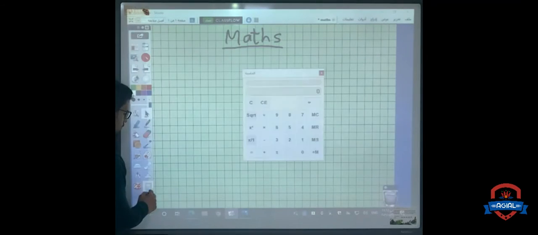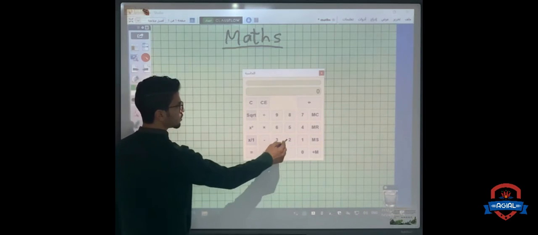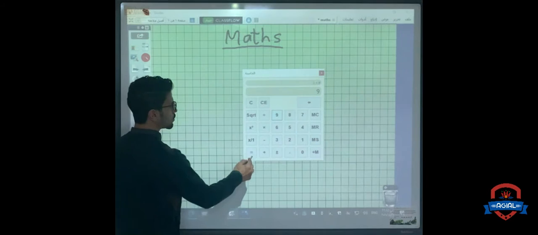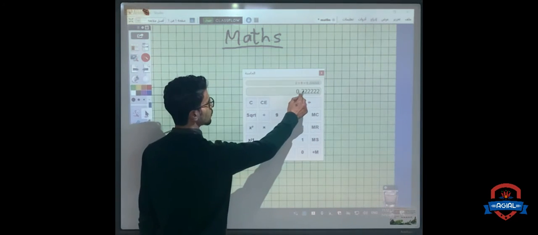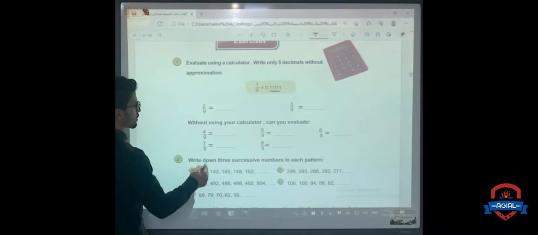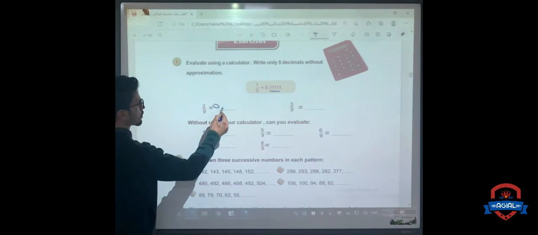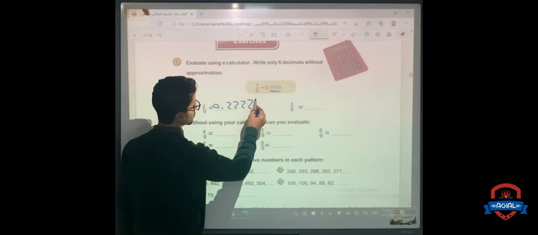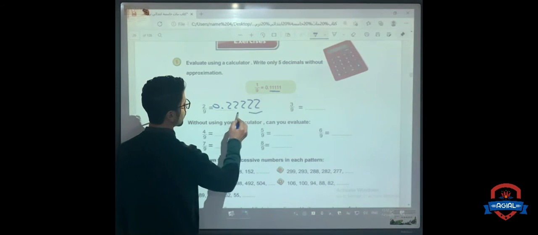So let's use our calculator. We have to say 2 divide 9. 2 divide 9 equals 0.2222. So we have to write 0.22222 for 5 decimals.